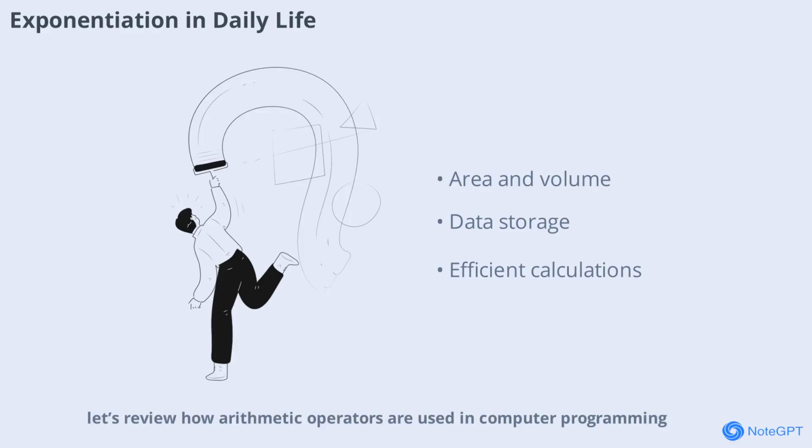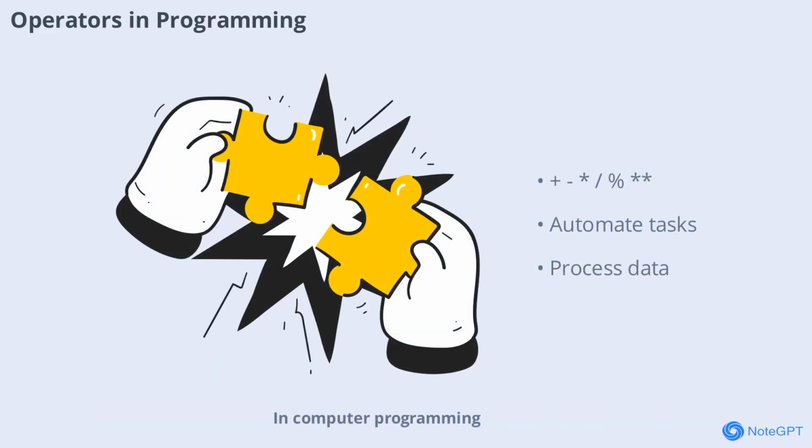Next, let's review how arithmetic operators are used in computer programming. In computer programming, arithmetic operators are used to perform calculations in code. They work just like in regular math but are written as symbols: plus for addition, minus for subtraction, asterisk for multiplication, slash for division, percent for modulus, and double asterisk for exponentiation. These operators help computers process data, solve problems, and automate tasks.